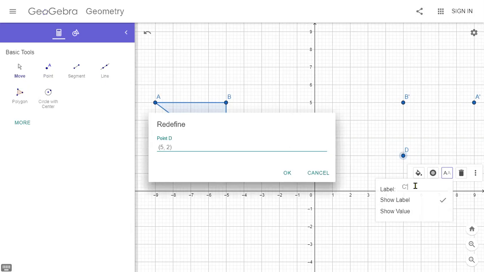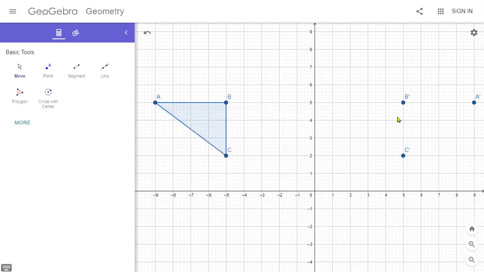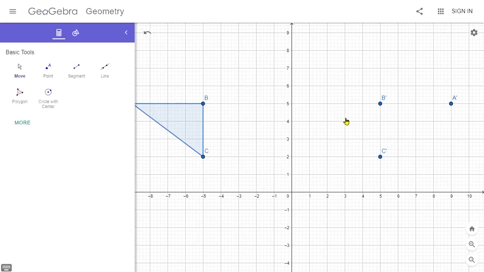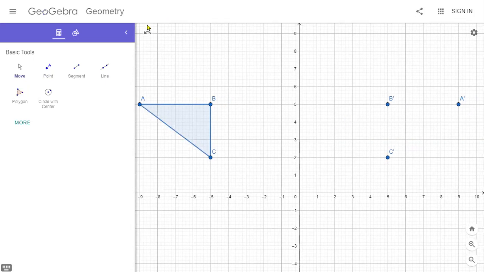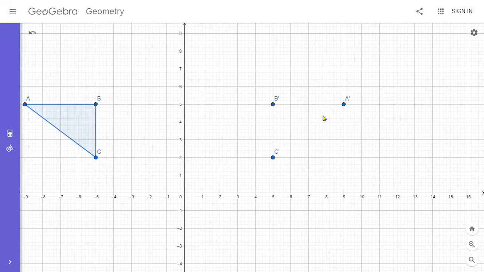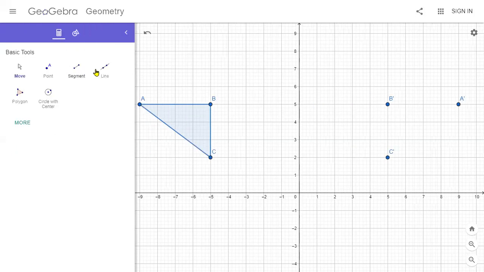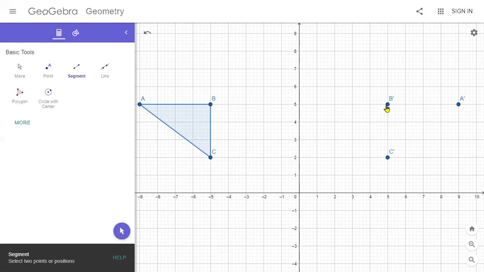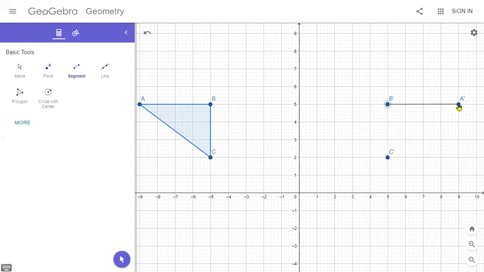Here we have found A prime, B prime, and C prime. That means A prime, B prime, and C prime are the images of the vertices A, B, and C respectively. These are the images. These are the pre-image. Let me connect these points to make the triangle.